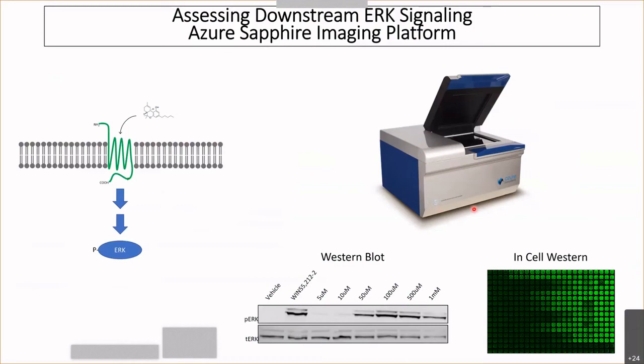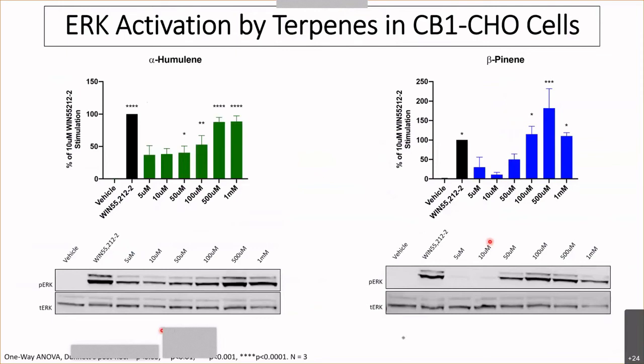So let's do that. So we have our cannabinoid 1 receptor expressing CHO cells. That's our in vitro model, and we just start by very simply stimulating them with terpene alone, and looking at activation of ERK using the Azure system. Simple Western blots, simple concentration response curves. And we have our WIN55212 positive control.